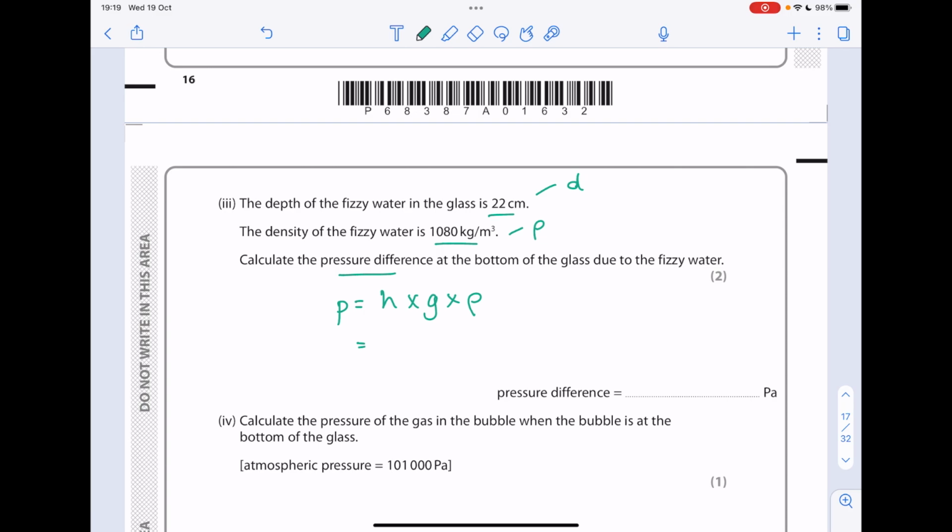Convert 22 centimetres to metres. Gravity, remember, on Earth is 10. There's our density. So our value is 2,400 pascals.